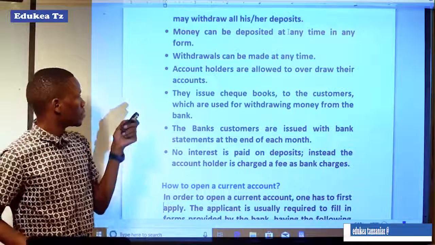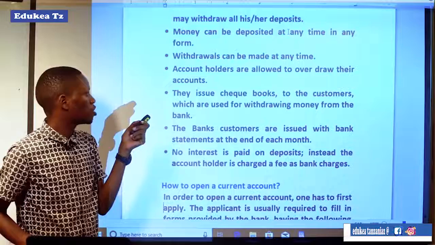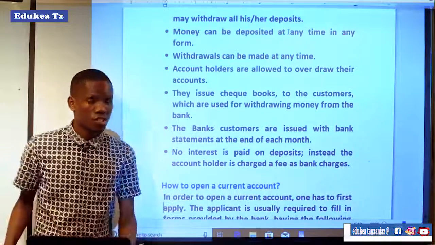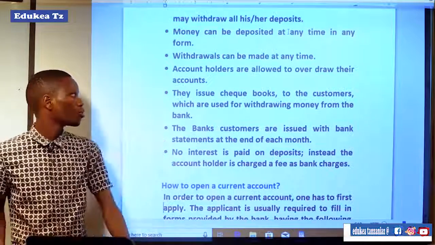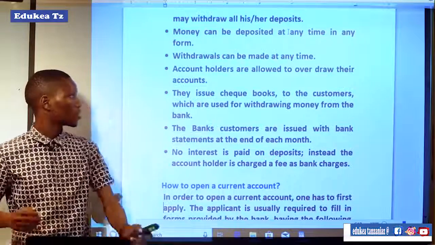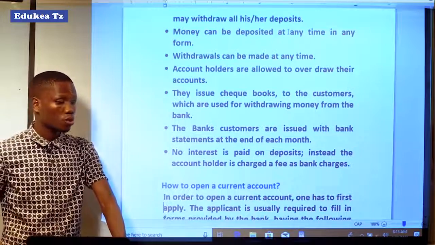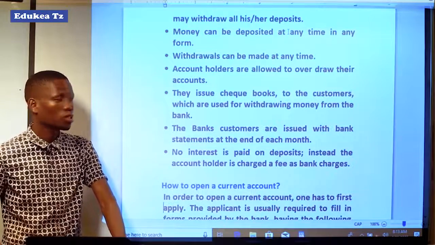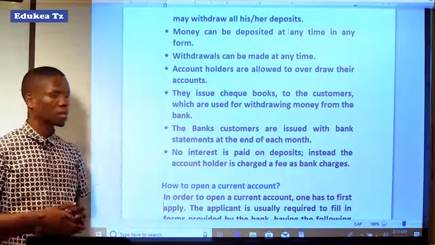Also, the account holders are allowed to overdraw their accounts. In fixed deposit accounts, the account holders are not allowed to overdraw their accounts, but in these current accounts, the account holders are allowed to overdraw their accounts. So this is a difference from the fixed deposit account, where there is no chance for the account holders to overdraw their accounts.